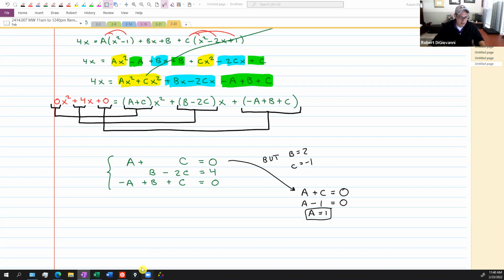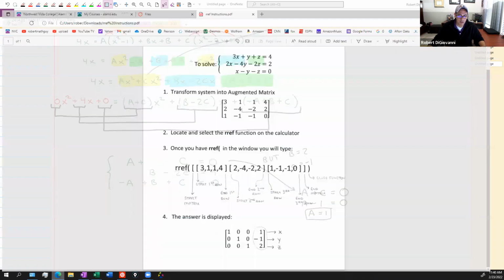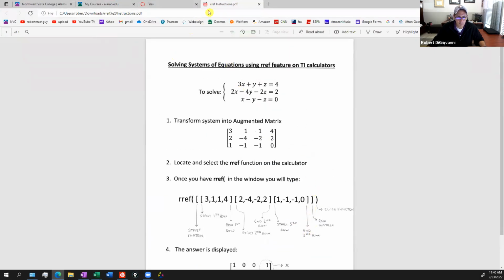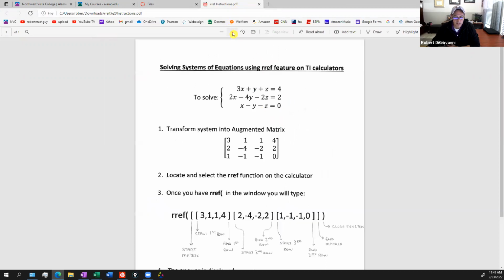Okay, so I have a handout. It's in our course files for our class. It's called the RREF instructions. So go into course files, go into formulas you can use on a test. This is in here. And what it does is it walks you through how you can solve a system of equations using your TI calculator.